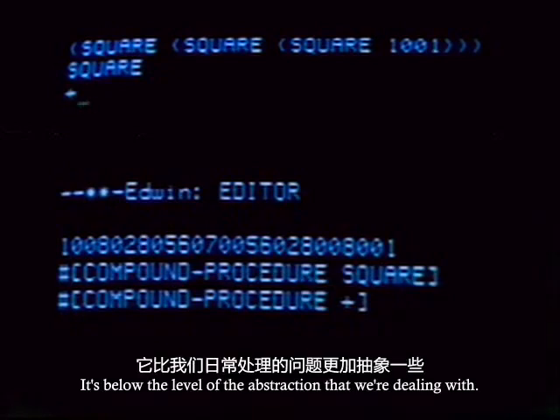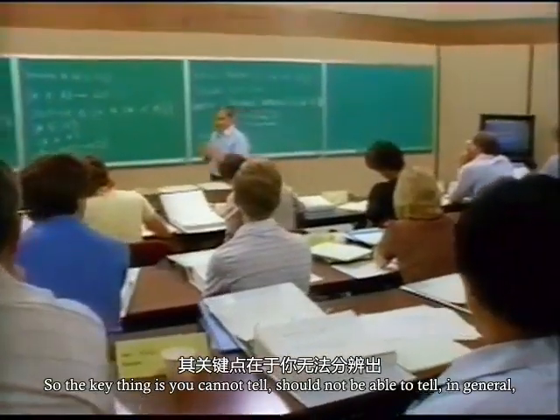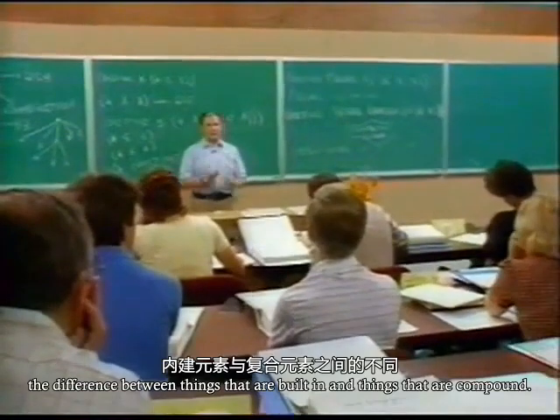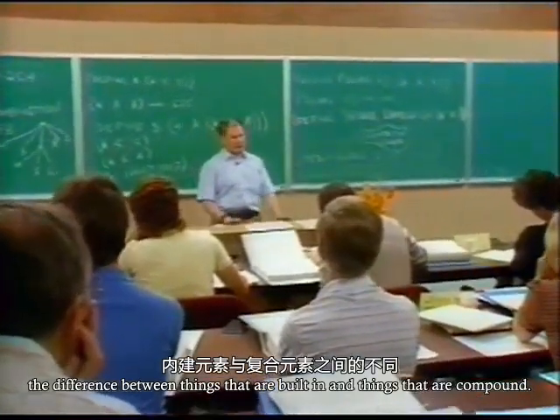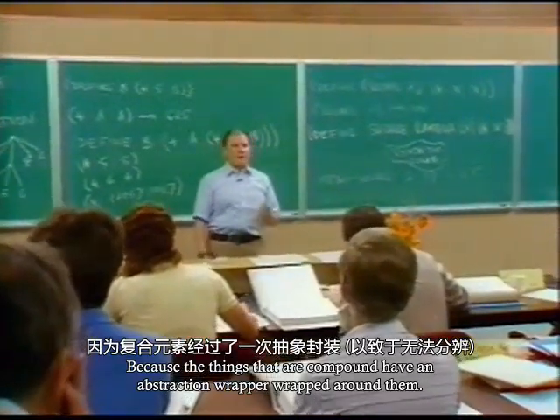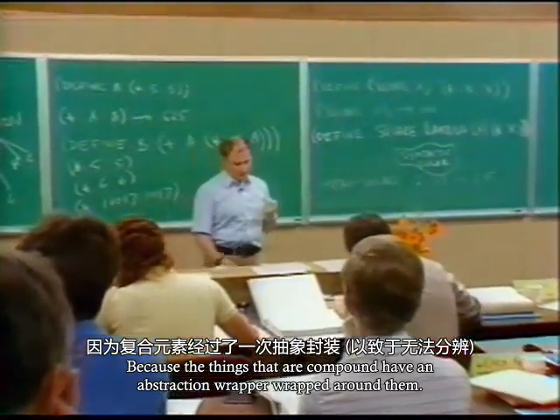We don't care. It's below the level of the abstraction that we're dealing with. So the key thing is you cannot tell, should not be able to tell, in general, the difference between things that are built in and things that are compound. Why is that? Because the things that are compound have an abstraction wrapper wrapped around them.